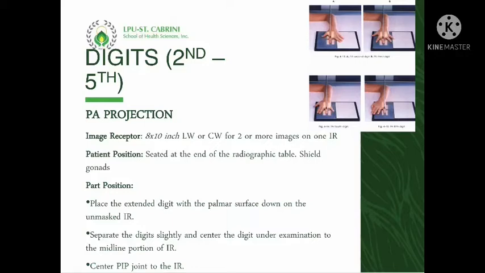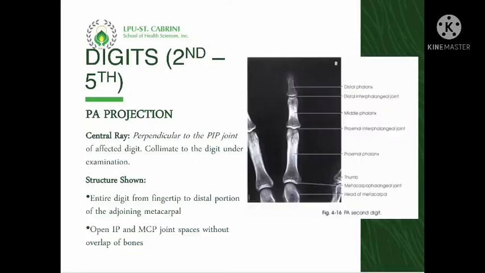The patient will be in seated position at the end of the radiographic table, and don't forget to protect your gonads. The hand will be positioned with the palmar surface down on the unmasked portion, and the extended digits are separated slightly to place the affected part with its PIP joint as the center on the midline portion of the IR. The central ray will be directed perpendicularly at the PIP joint.